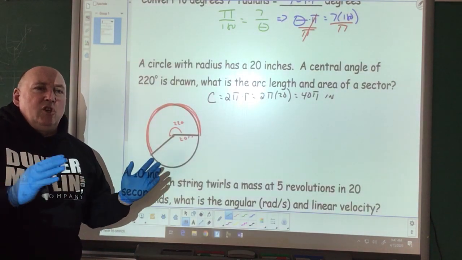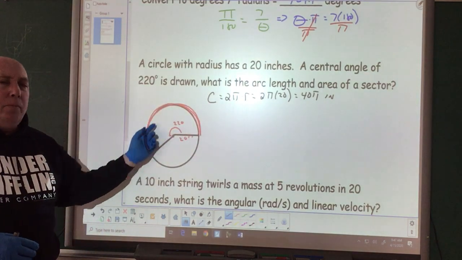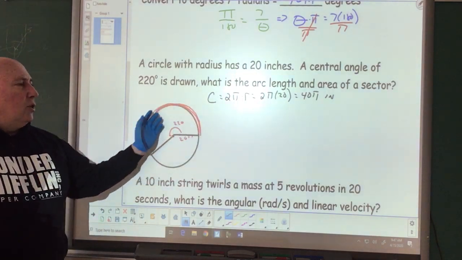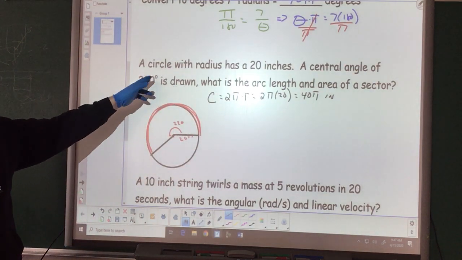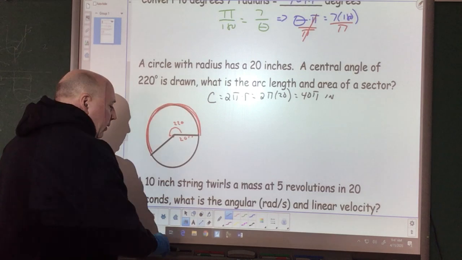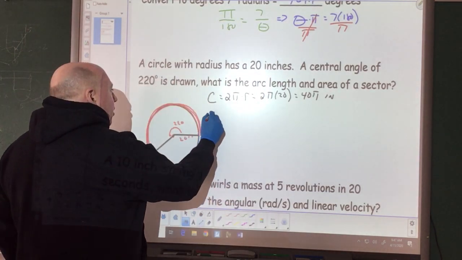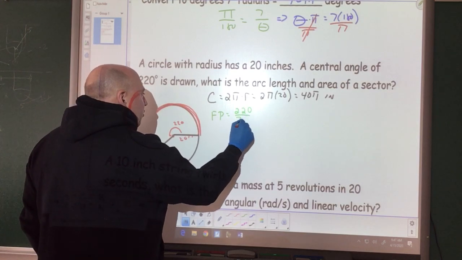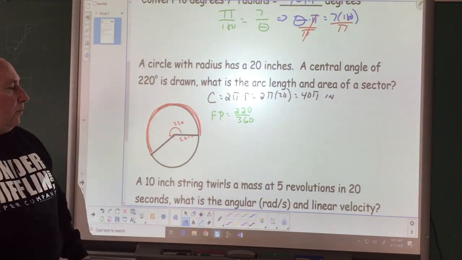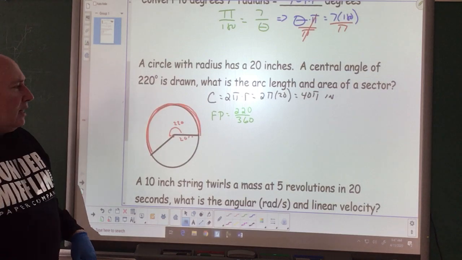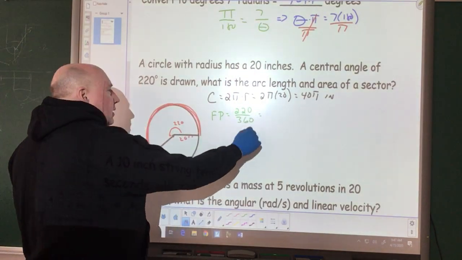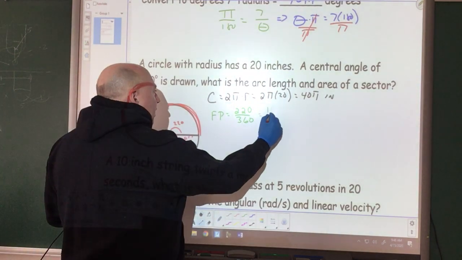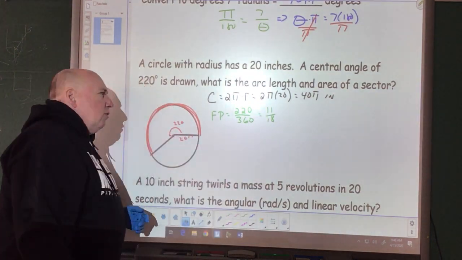Now we want to find just our arc length, which is a fractional part of the entire circle. Well, what fraction do we have? We have 220 degrees of the 360. So our fractional part is 220 degrees of the entire 360 degrees. Now if I wanted to, I could reduce that down. Zeros go bye-bye. I could take a 2 out of these. This fraction reduces down to 11 over 18.